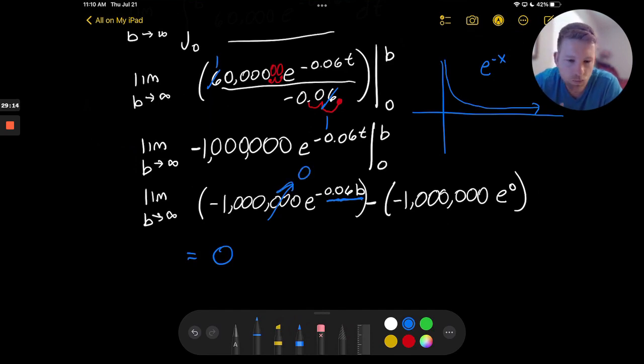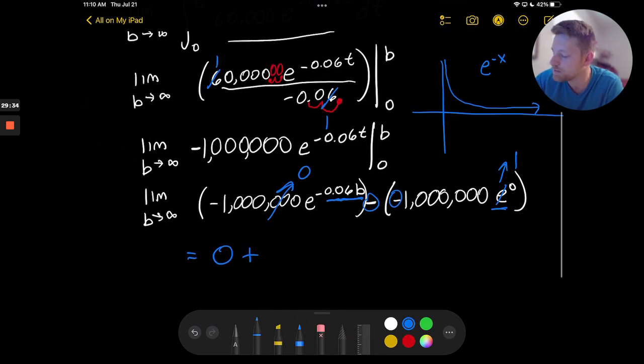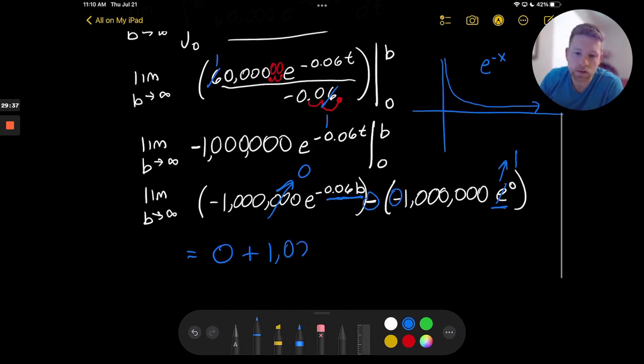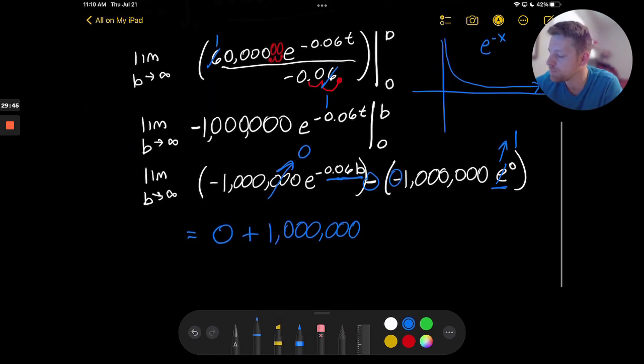And what about our second term? Well, the second term doesn't have any b variables. It's just a constant. Notice e to the 0 is just 1. And we have a double negative here. A negative times a negative is just going to be a positive. And we just have 1 million left over. So this actually gives us our result. What is our capital value here? It's just going to be $1 million. This is the capital value of that income stream.